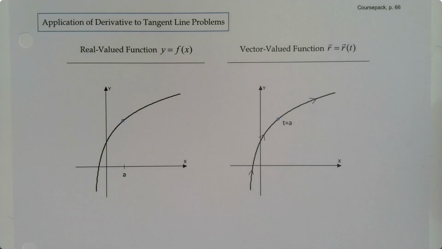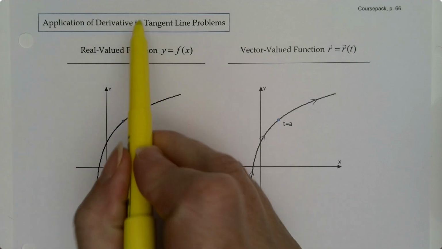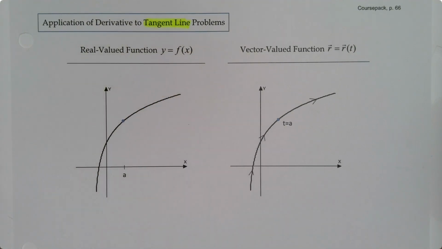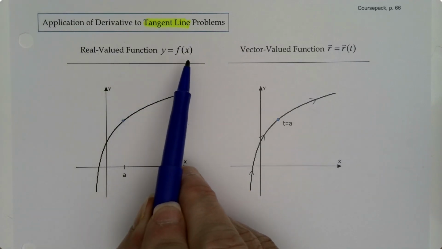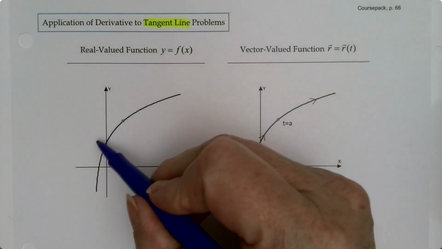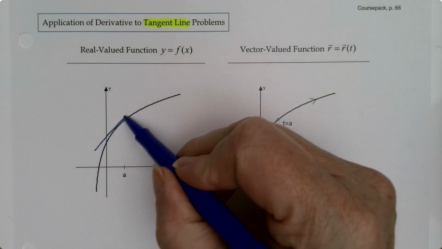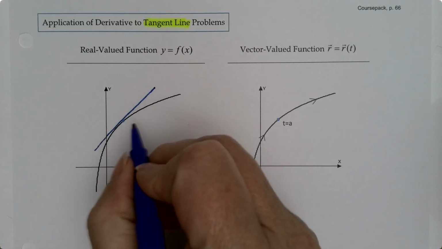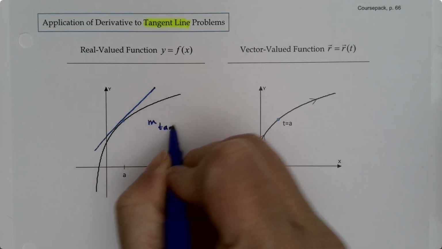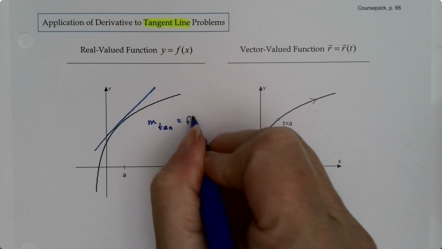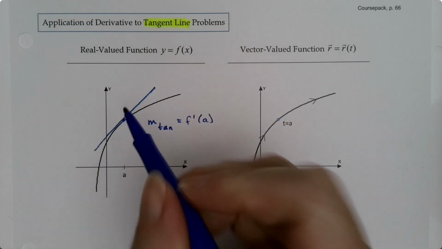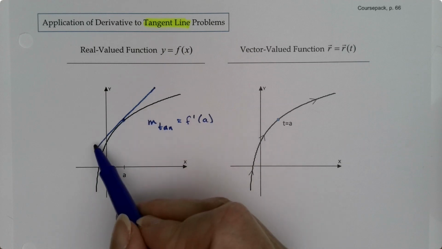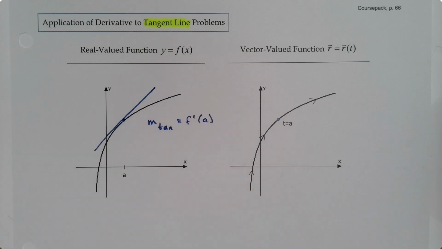Of course, we learned in Calculus 1 that there are a lot of applications for the derivative, but one of the big ones is the tangent line problem. So remember from Calculus 1 that when we have a real valued function, y is equal to some function of x, then the slope of the tangent line is equal to the derivative at that particular value. So if you want the tangent line at a, the slope of that tangent line would be equal to the derivative at that value.